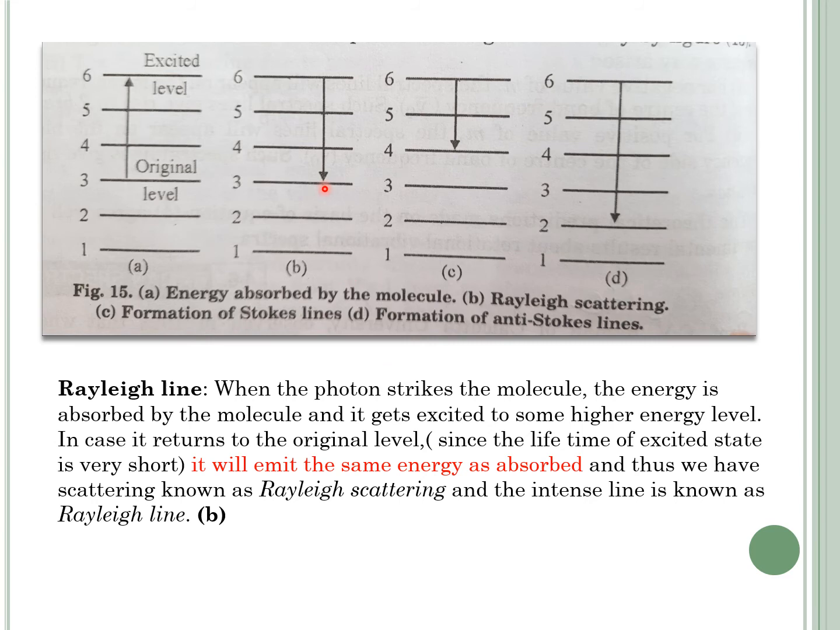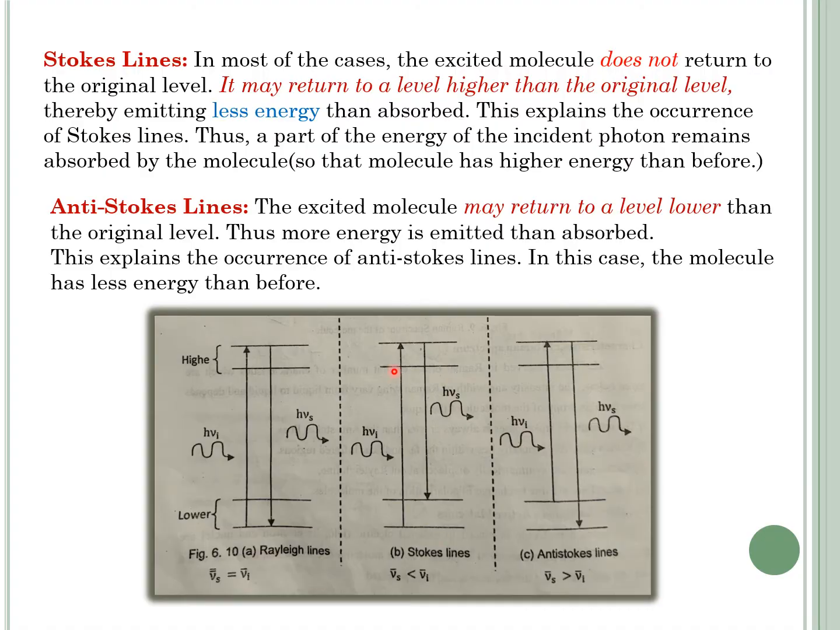And thus we get the scattering which is known as the Rayleigh scattering, and the intense line is known as the Rayleigh line. Now, the same description we will give for the Stokes and the anti-Stokes lines. Again, with the help of the diagrammatic representation, you can see the formation of the Rayleigh line, where the frequency in terms of wave number of the scattered and the incident light are the same.